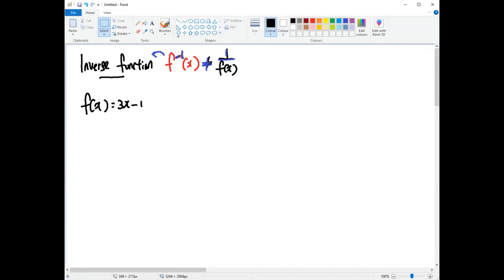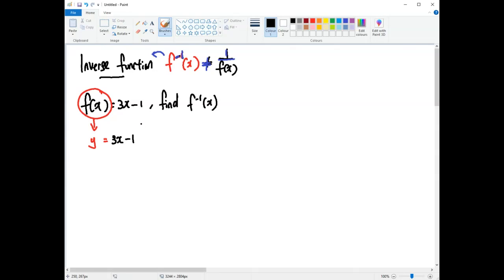Let's go back to the question. We have f(x) equal to 3x minus 1, and the question is to find f inverse of x, the inverse function of f. How to find the inverse of f? The key is to change f(x) to y. Then the expression on the right hand side, you can just copy. So you get y equals 3x minus 1.